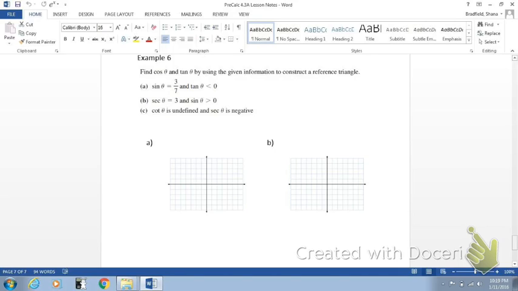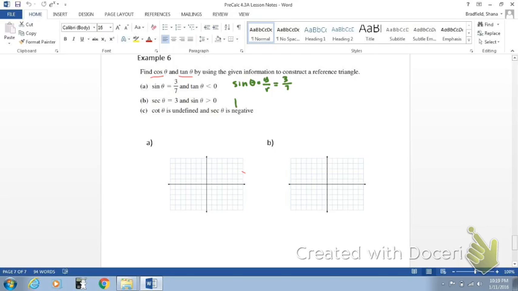Okay, example 6. These are a little sneaky. It says find cosine of theta and tangent of theta. So those are the two ratios I want, cosine and tangent, by using the given information to construct a reference triangle. So I need to make a reference triangle. So let's try 8. I want the sine of 3/7. So we know that the sine of theta is represented by y over r. And in this case, it says the sine of theta is 3/7. So that means that y is 3 and r is 7.